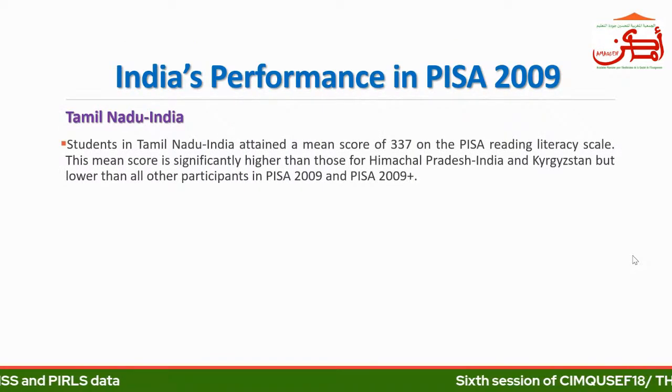In Tamil Nadu, which was another state of India, students attained a mean score of 337.